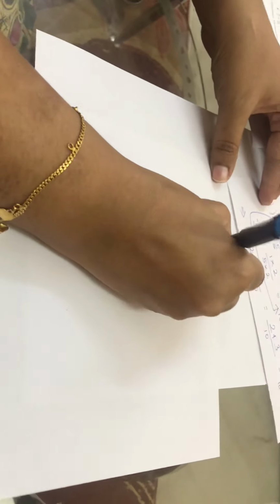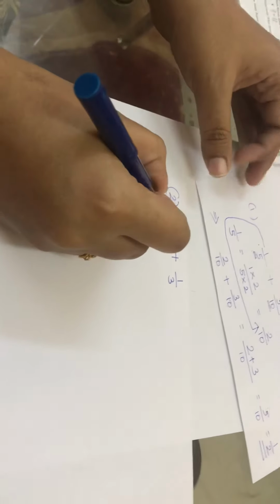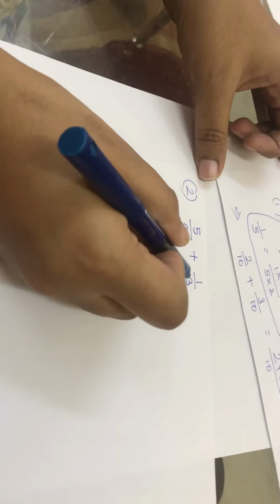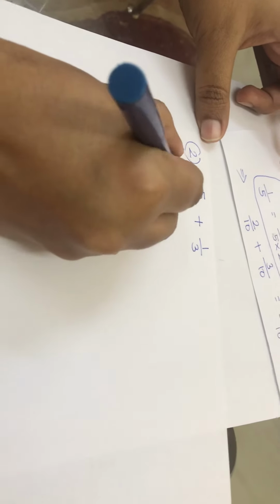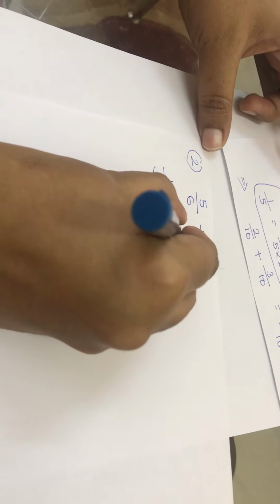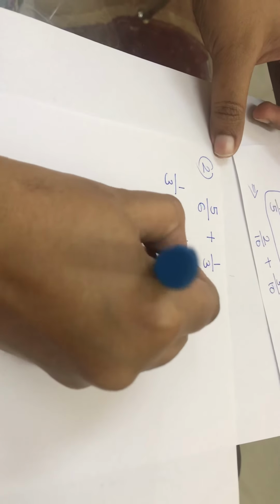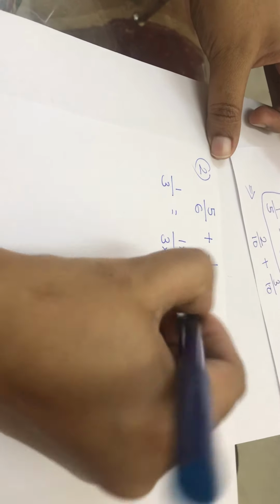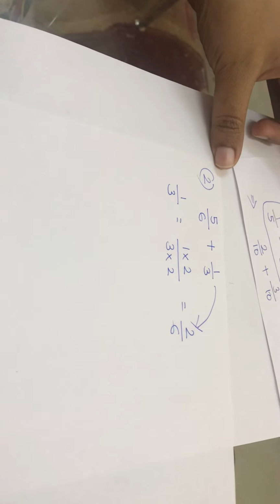5 by 6 plus 1 by 3. How can you do this one? So this is the second example. We have different denominators, 6 and 3. So better to make this 3 as 6. So what will 1 by 3 become? I can multiply by 2. So 1 times 2 divided by 3 times 2, that is equal to 2 by 6, is it? So instead of this 1 by 3, I can write 2 by 6.